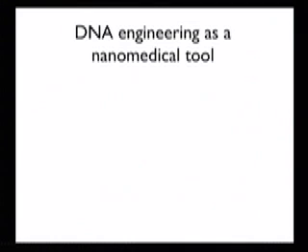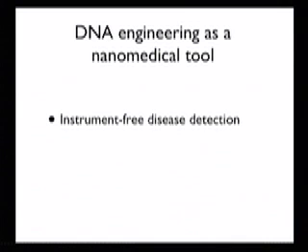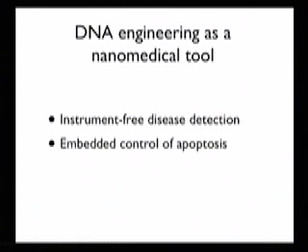I'd like to remind you about what DNA engineering can be used for in terms of biomedical tools. You can use it for instrument-free detection using amplification schemes, and you can also process logic. If you have this marker and this marker, but not this other marker, then what do you do? You have an exponential decision tree in terms of the concentrations of relevant biomolecules that you're trying to monitor. And you can try to do embedded control of apoptosis somehow.